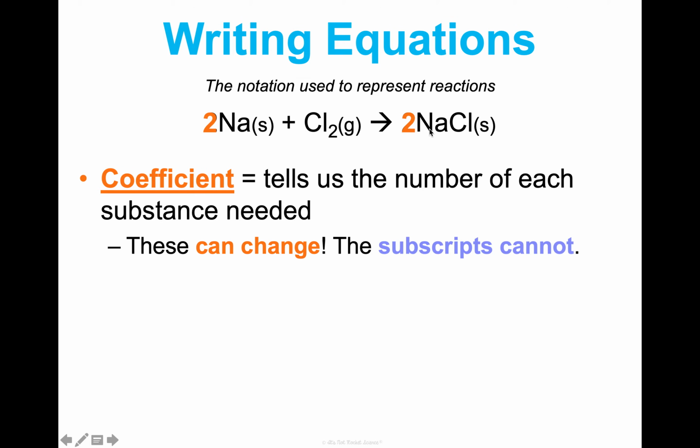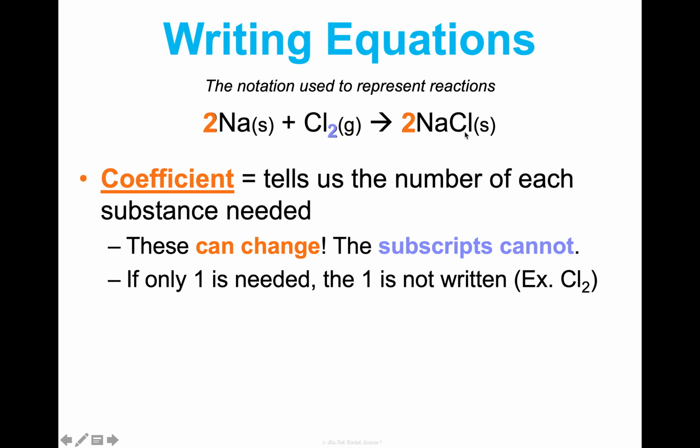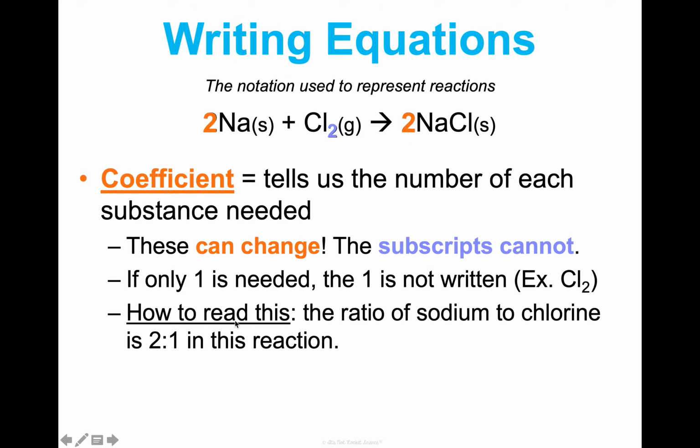We are going to change them in order to balance reactions, but subscripts cannot change. So subscripts, remember, are our little numbers here that are going to tell us how many atoms are in a compound. So like sodium chloride is 1 atom of sodium to 1 atom of chlorine. That's the ratio of those. That cannot change. If it changes, it's no longer sodium chloride. Okay? And again, if only 1 is needed, the 1 is not written. That's what we see here in our chlorine gas. Again, how to read these? The ratio of sodium to chlorine is 2 to 1 in this reaction. So if we're looking here, we have 2 sodiums for every 1 chlorine.